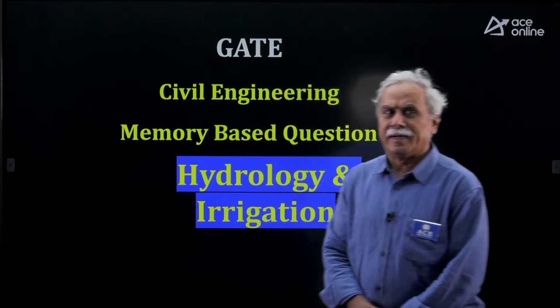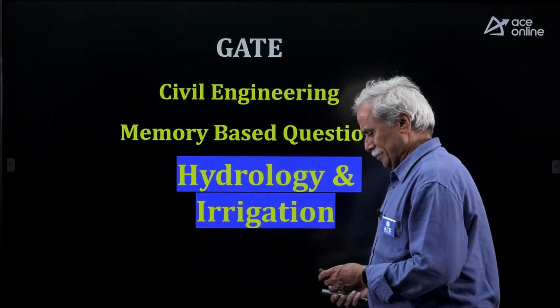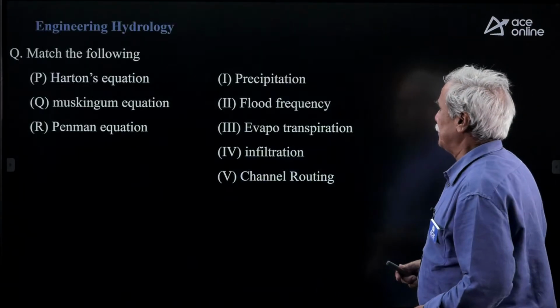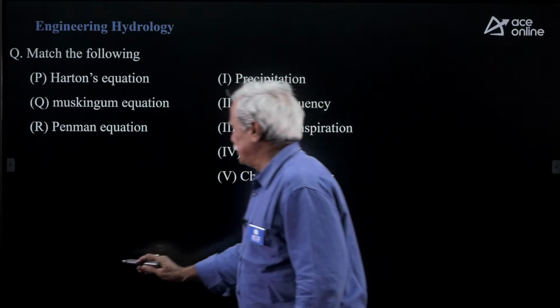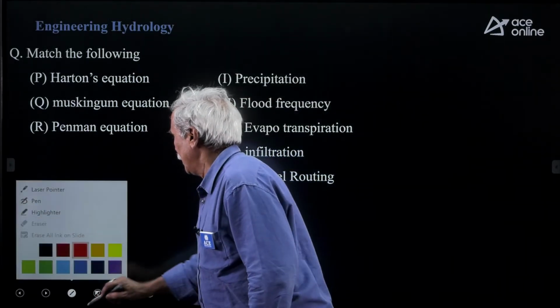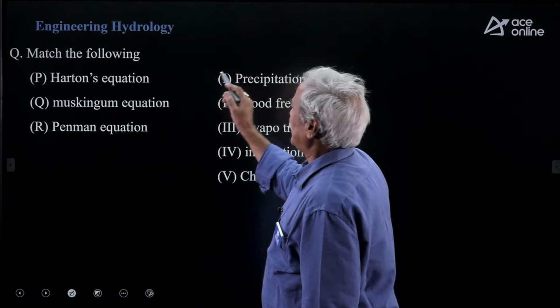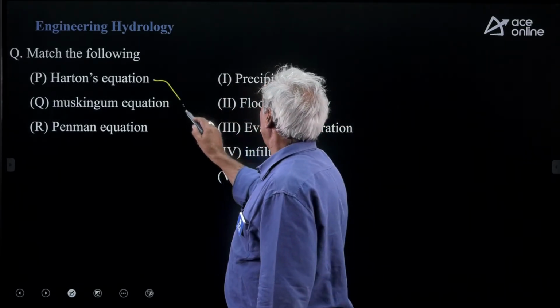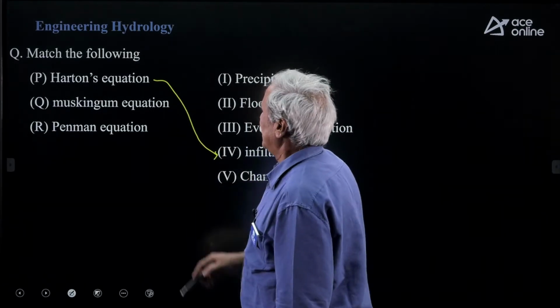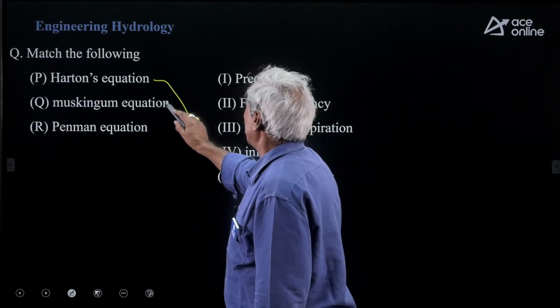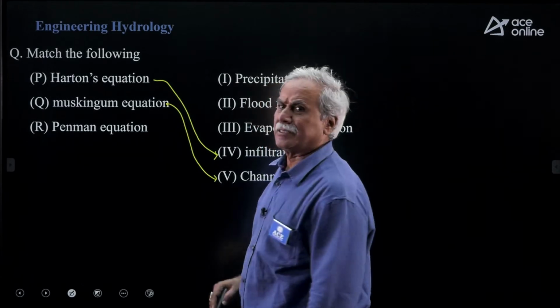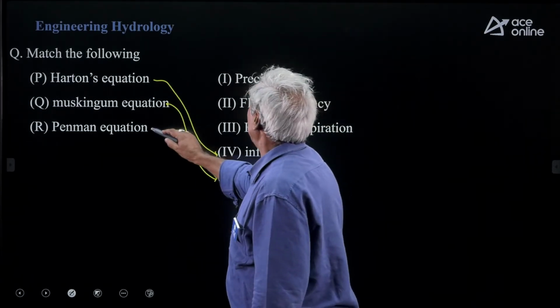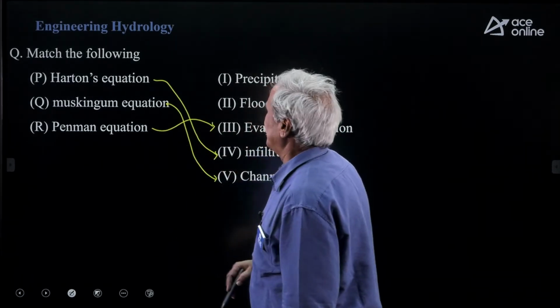Friends, let us see about hydrology and irrigation, afternoon session. First one is match the following from hydrology. Horton's equation we know pretty well, it is for infiltration. Muskingum equation is for channel routing, hydrologic channel routing. Penman's equation is for evapotranspiration.